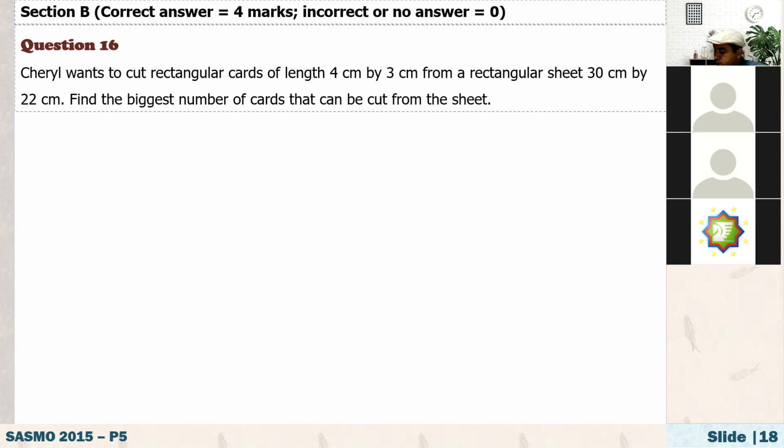22 times 30, and it is 660, and this equals it divide 20, and it's 55.